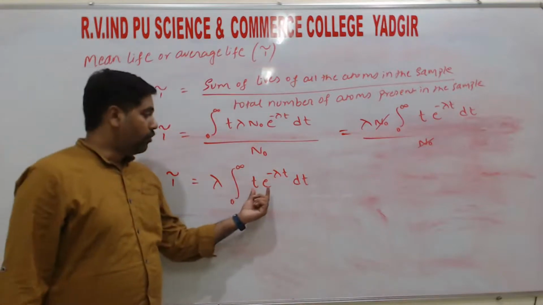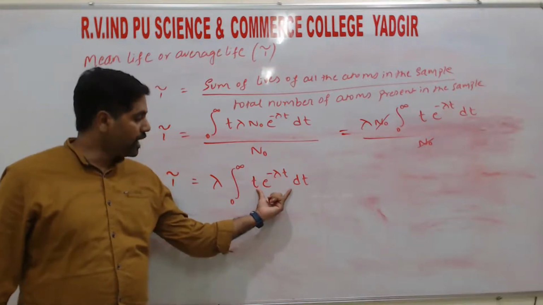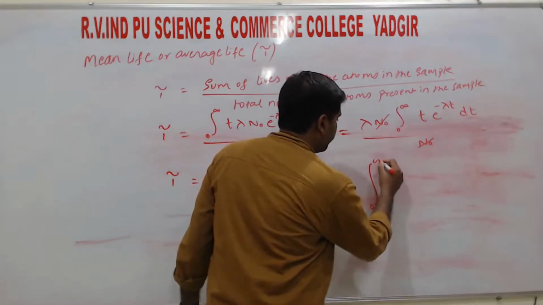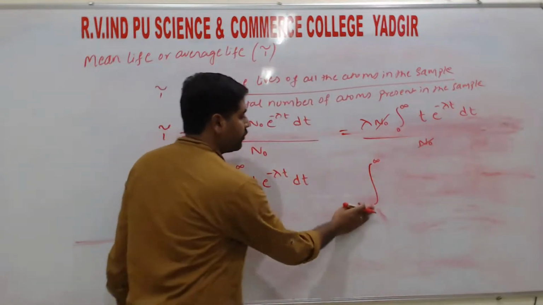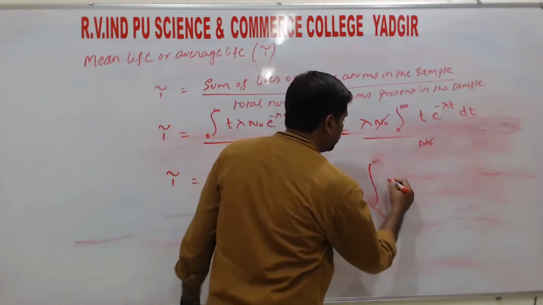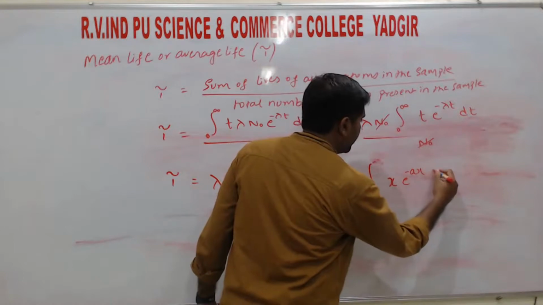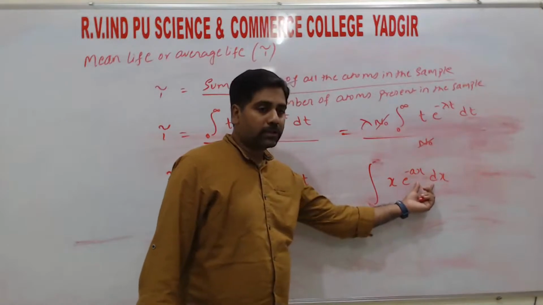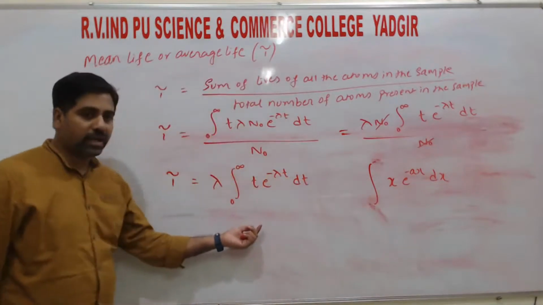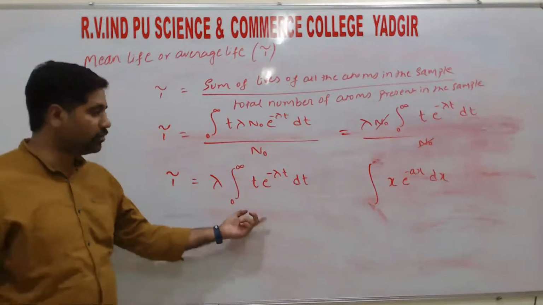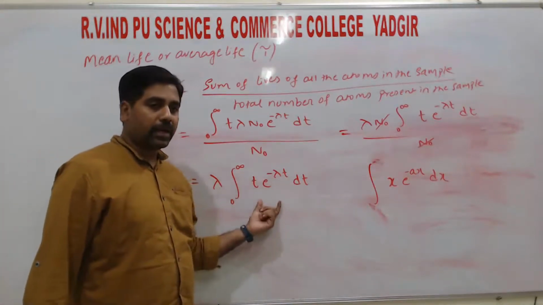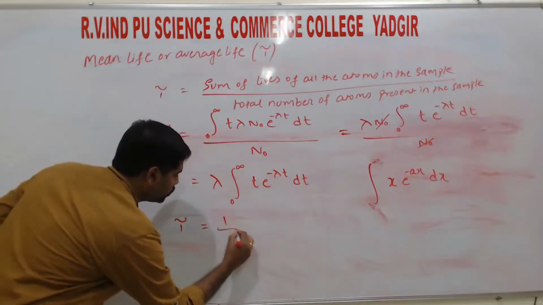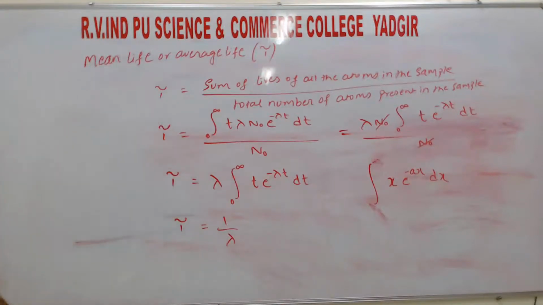So this one, by solving the integration, in the maths we will get the standard value, that is the indefinite integral of x e to the power of minus ax dx, right? So this one by the integration by parts method, then we get one value here, right? So I will write directly here. There is no need to solve it mathematically, right? So if we simplify all this, we get the mean life tau is equals to 1 by lambda, right?